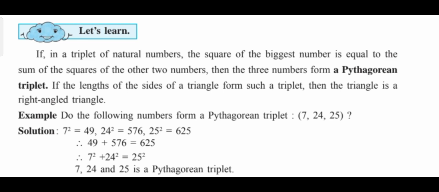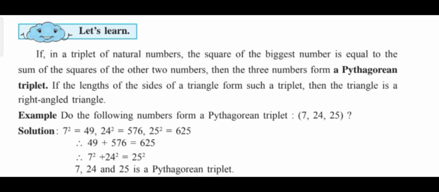If the lengths of the sides of a triangle form such a triplet, then the triangle is a right angle triangle. Okay, so you can see the solution also. One example is visible for you: do the following numbers form a Pythagorean triplet, that is 7, 24 and 25. Which is the biggest? 25. First we'll write the squares of each number: 7 squared is 49, 24 squared is 576 and 25 squared is 625.